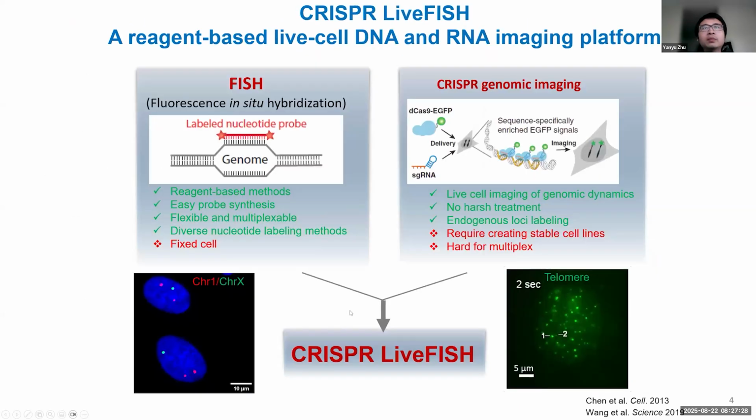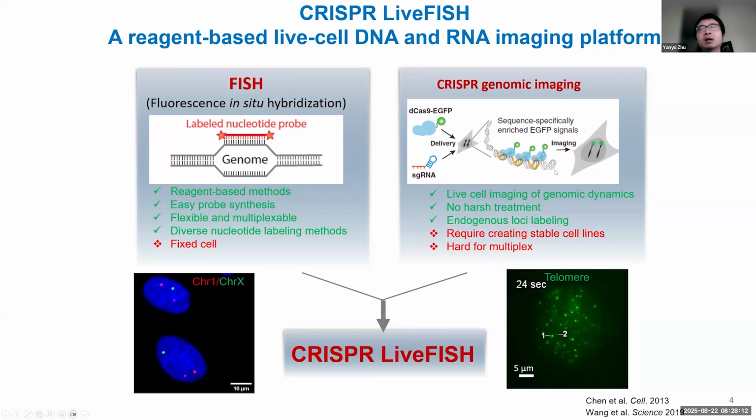So several years ago, our lab developed a technique called CRISPR-LiveFISH, a reagent-based live cell DNA imaging platform. It combines two technologies, FISH and CRISPR live cell imaging. Many of you are very familiar with FISH, fluorescence in situ hybridization. This is the gold standard for DNA imaging. However, FISH needs to fix the cell, so it cannot provide dynamic information, and because FISH has very harsh conditions, it will probably disrupt local chromatin structure.